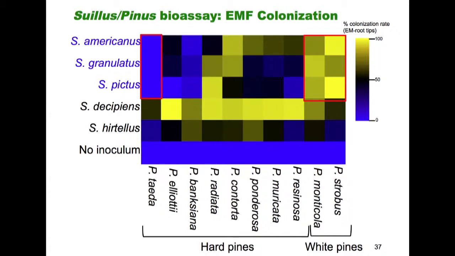You can see that the three white pine associates, they love to associate with white pines, but they cannot form mycorrhizae at all with loblolly pine, for example. By contrast, Suillus decipiens loves all the hard pines, but it really doesn't like the white pines. So we see evidence, in this case, just based on ectomycorrhiza formation in the flower pots, in the containers.